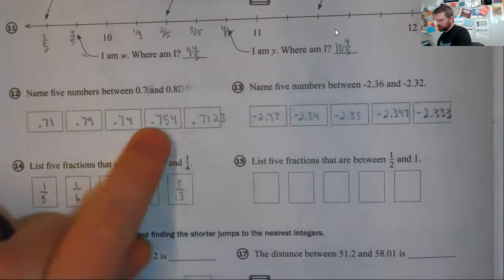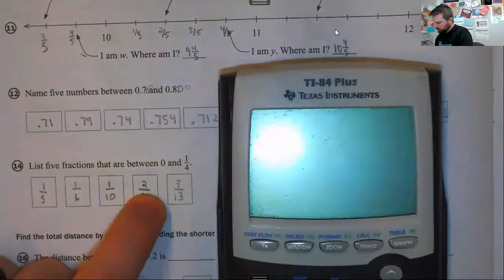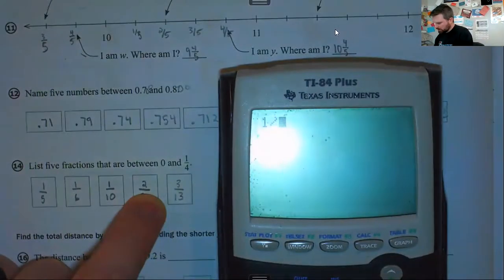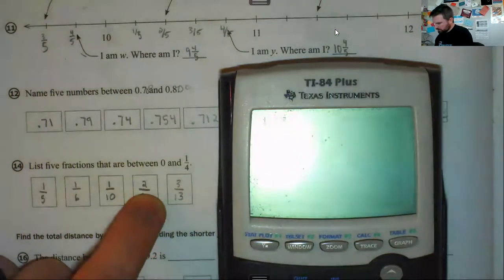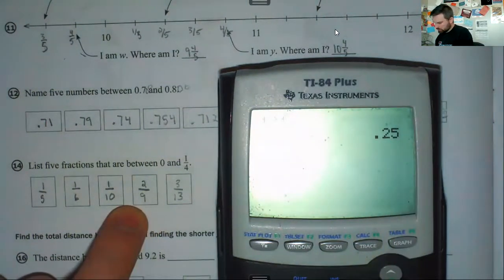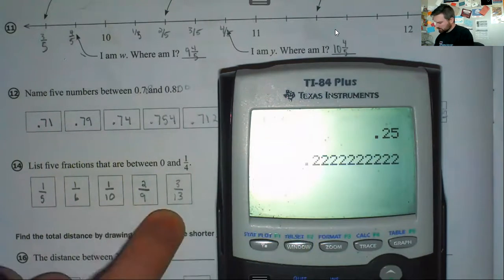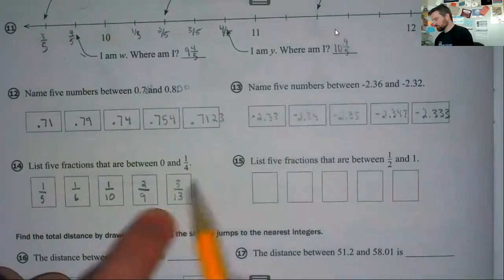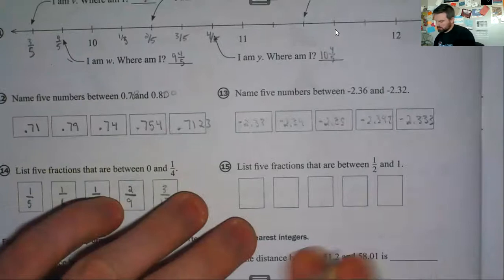You can also use the calculator to help you out with this. If you're good at the decimal part, 1/4, 1 divided by 4 is 0.25. So as long as this is smaller than 0.25, so 2 divided by 9 is 0.2 repeating. So this is smaller. 3 divided by 13 is 0.23. That's smaller than 0.25. So a calculator with decimals can help you out a little bit.